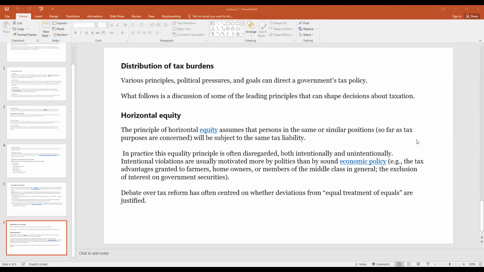They have to pay the same rate of taxes to the government. In practice, this equality principle is often disregarded, as we also discussed in the previous classes, because we are not looking into a deeper analysis of how much people are exactly earning. Even though the income tax department is analyzing, certain things we cannot exactly find out.